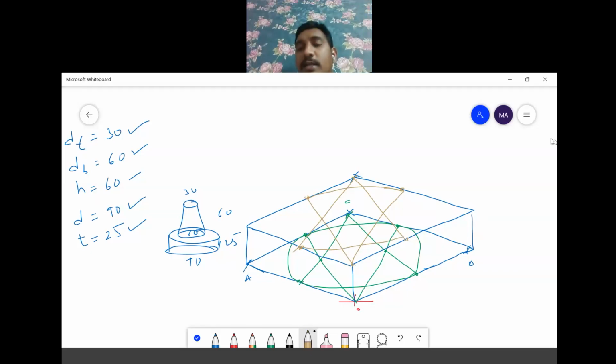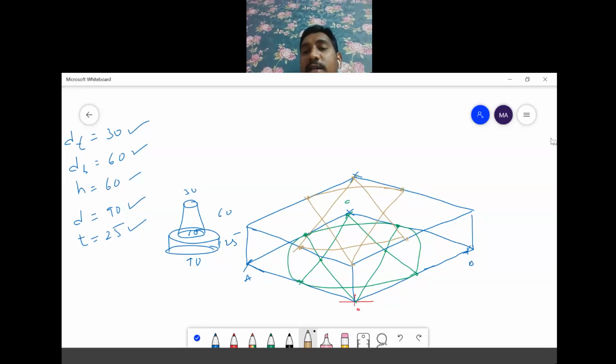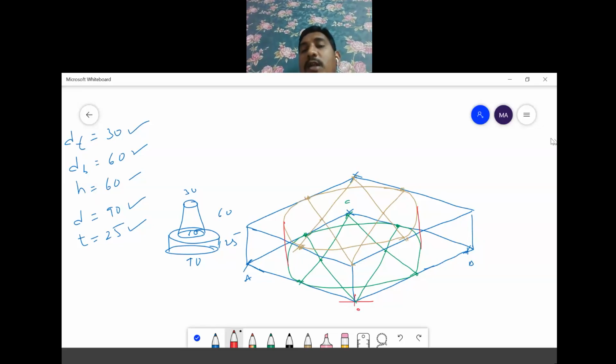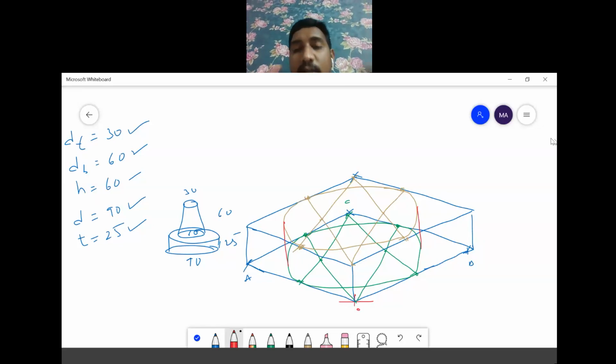Is it clear? I am taking this as a center and this as a radius, and drawing one arc. I am taking this as a center, this as a radius, and drawing another arc. I am joining these two. I am joining these two. This one will be your cylinder.